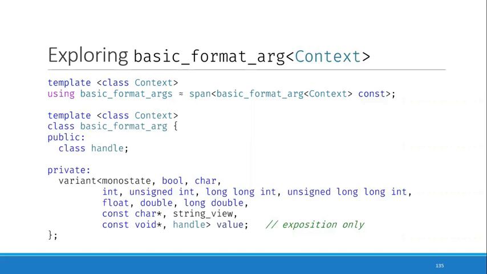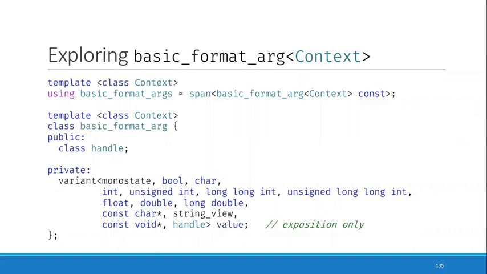It looks like this. It has this variant with a whole bunch of types. So these are all the common types that people are going to be formatting all the time, so it's more convenient and more efficient for them to get first-class treatment. So you have bool, char, all the integer types, all the floating point types, char const star, string_view, void const star. And at the end, it has this handle type.